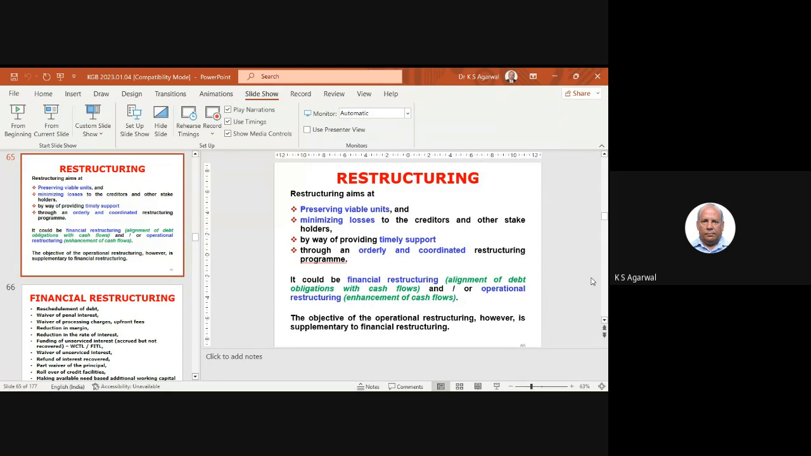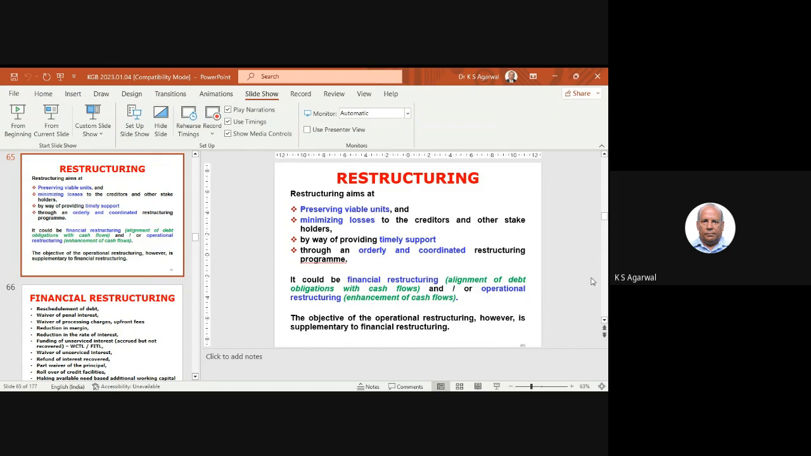So cash flow, I have to align my debt obligation. I have to align my principal repayment, interest repayment, debt obligation with his cash flow. I will give him certain concessions. So this is known as financial restructuring. And operational restructuring is enhancement of cash flows.